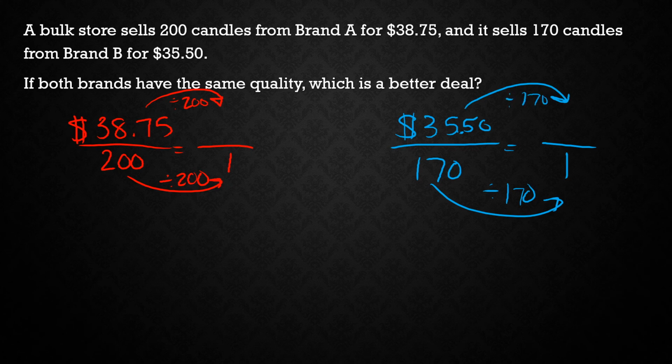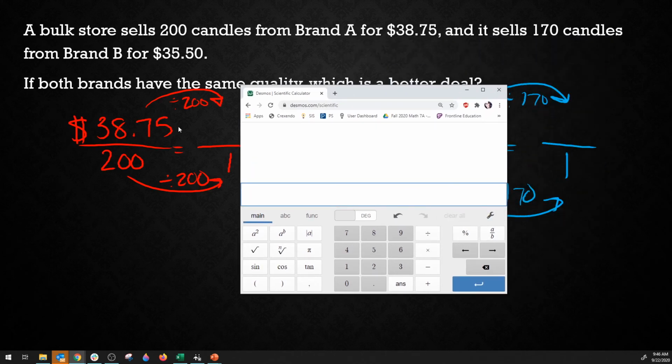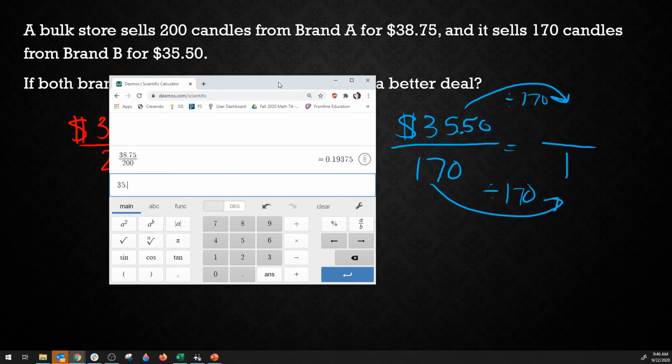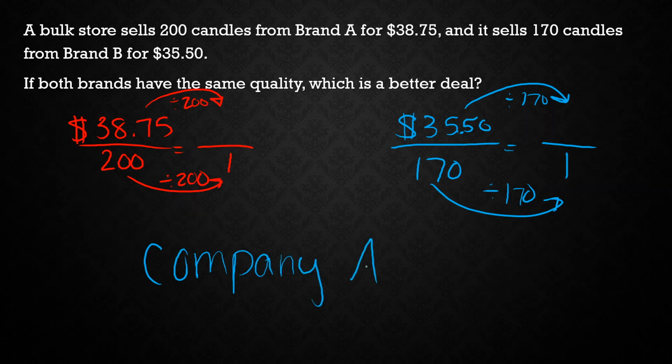Okay. Now that I have both my equations set up, I'm going to type these into my calculator. So for this one I have 38.75 and I'm dividing it by 200. And then for the next one I have 35.50 and I'm dividing it by 170. So if I look here, this first one is cheaper, right? This is 0.19. And for company B it is 0.20. So company A is cheaper by 1 penny. So that means that company A has the better deal.